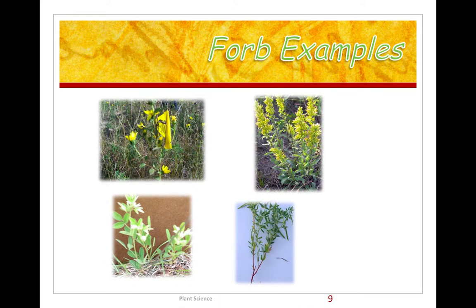Some examples of forbs on the top left. Annual sunflower, you can see the showy flowers. On the top right, goldenrod, also bright flowers. This is the state flower of Nebraska. Bottom left, roundhead lespedeza. You can see the net-like veins in the leaves. And on the bottom right, that's American deer vetch, easily recognized as a weed.